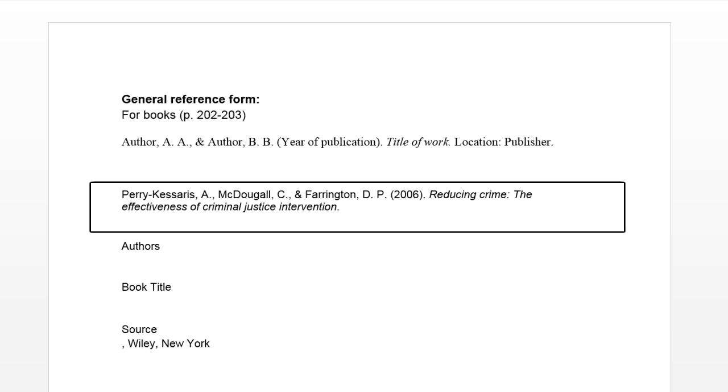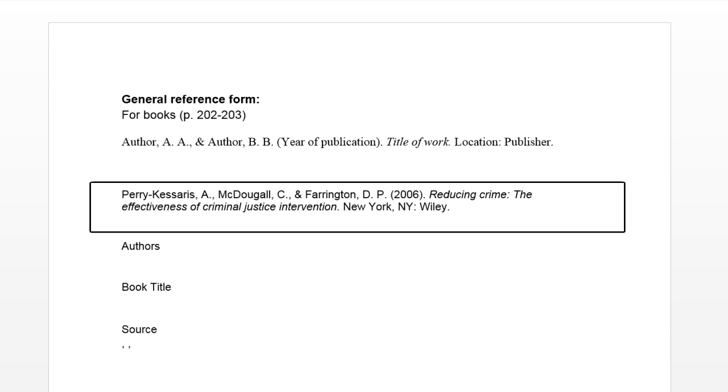The last two parts are the location of the publisher and the publisher name, separated by a colon. The location has two components, the city and the two-letter post office abbreviation for the state, and the reference ends with a period.